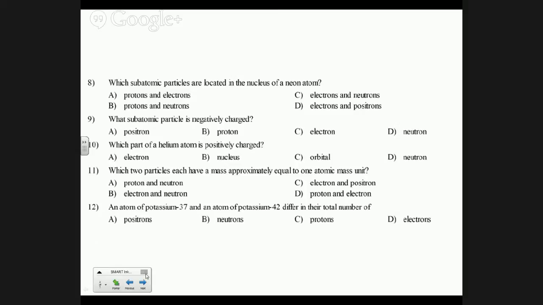Which subatomic particles are located in the nucleus of a neon atom? They kind of throw you off with specifying an atom. The same particles are in every nucleus, protons and neutrons, right, with electrons on the outside. What subatomic particle is negatively charged? You got to know that. An electron is negative, a proton is positive, and a neutron is neutral. We haven't talked about positrons at all yet, so you can just ignore that.